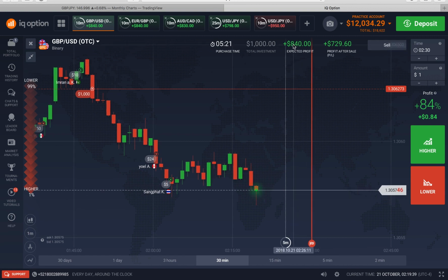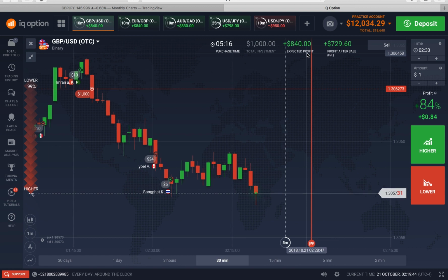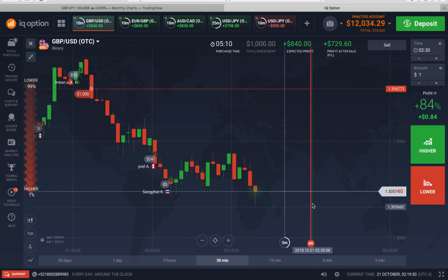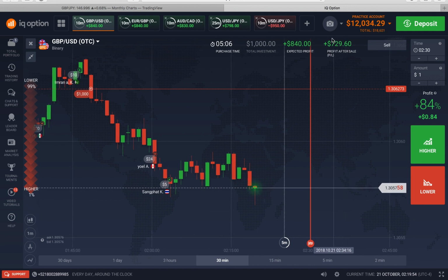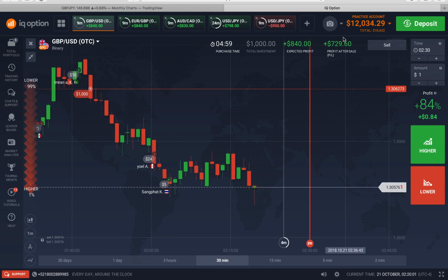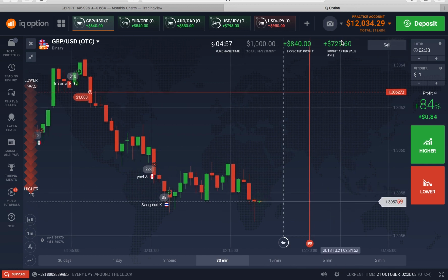My expected profit, that's my max profit. Where it says expected profit is max profit. That's the most I will make on this trade when it expires at the finish line. Profit after sale. This is what I'll make right now if I sell this. Right now, if I sell this early, that is what I'm going to make. This is what it would look like.